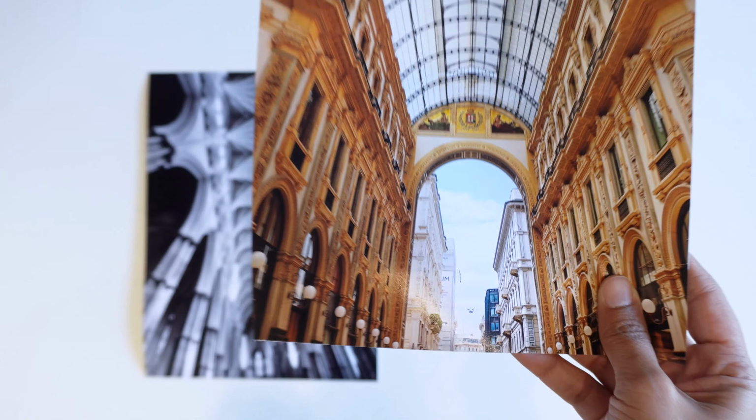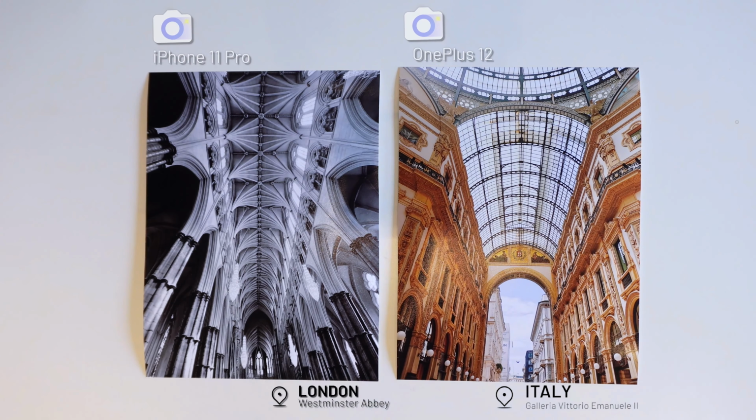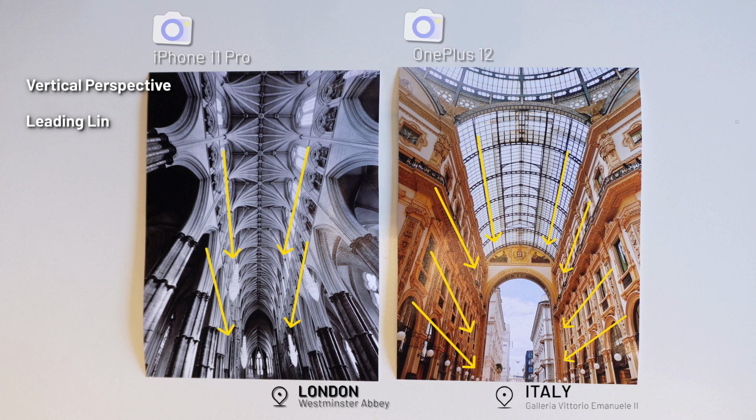Both of these photographs are similar. They both draw their impact from the following techniques. First is vertical perspective, which emphasizes the grand scale and towering architecture. This perspective naturally leads the viewer's eye upwards, creating a sense of awe. The second is leading lines. Both the images use strong vertical and diagonal lines, whether from columns, arches, or ceiling beams, once again to guide the eye deeper into the scene.